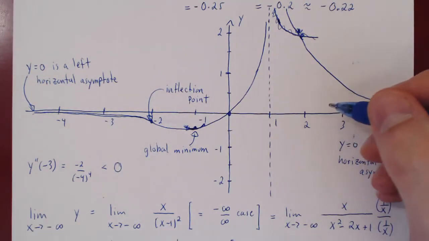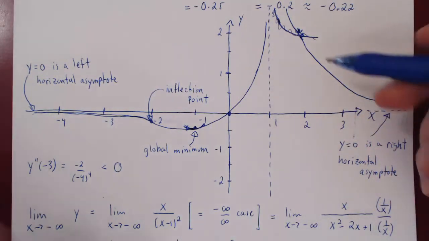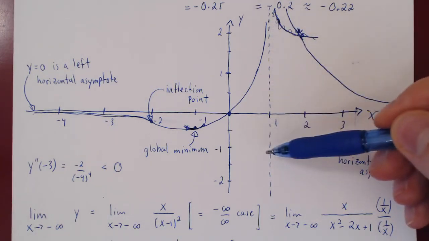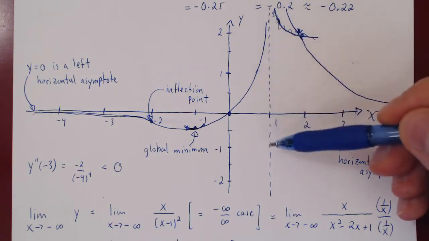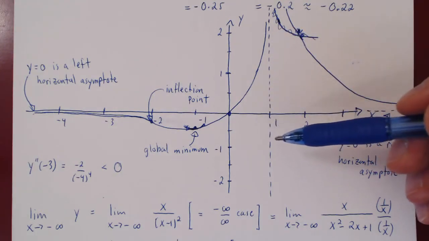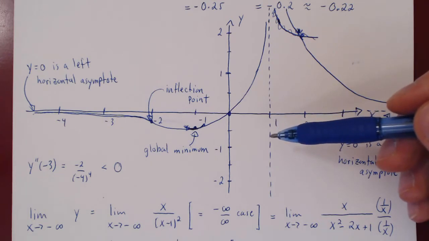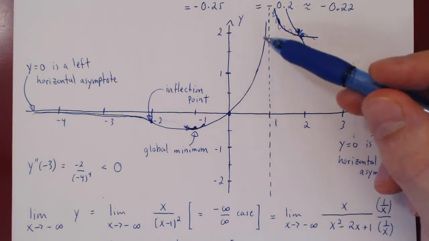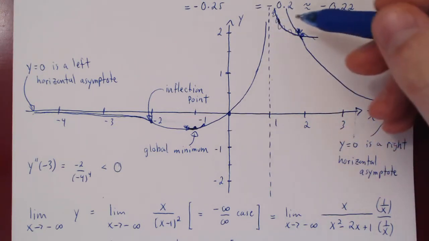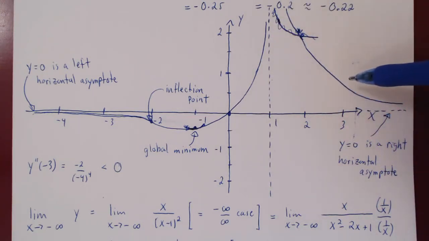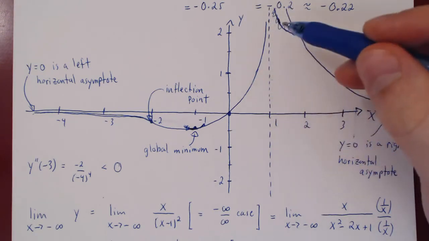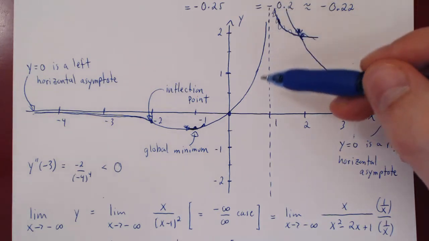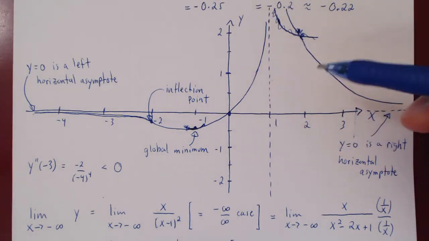And there was, if you remember, another possible inflection point given by x equals 1. The second derivative at x equals 1 was undefined. So is the vertical asymptote, x equals 1, also an inflection point? Well, let's see. Is there a change in concavity? To the left of 1, the curve is concave up. To the right of 1, the curve is also concave up. So x equals 1 was only a fake inflection point. It is only a vertical asymptote, not an inflection point.